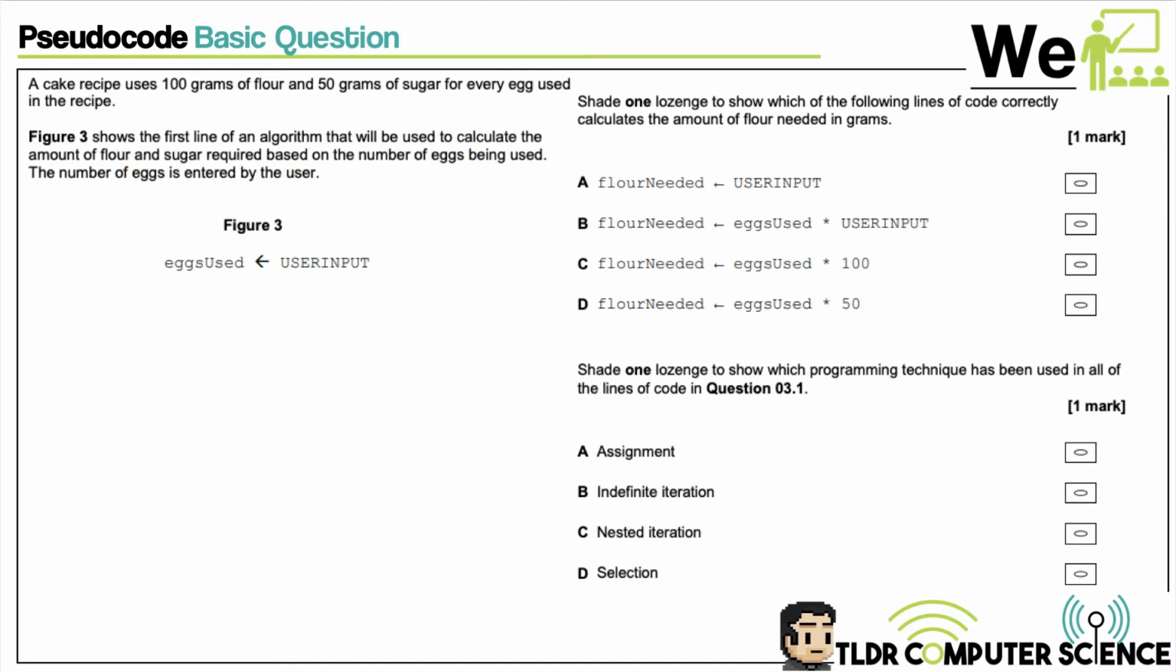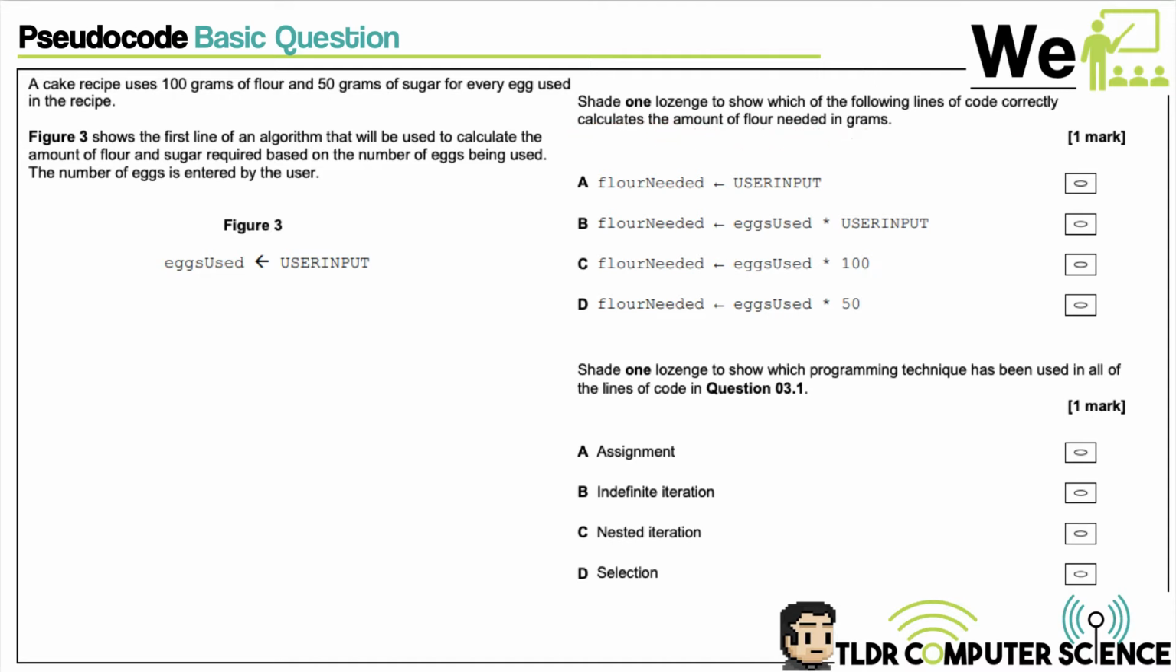So this thing up here is being used. The number of eggs is entered by the user. That means that's user input, so the user types something in. Remember, the arrow then assigns it to the variable eggs used. Shade one lozenge to show which of the following lines of code correctly calculates the amount of flour needed in grams.